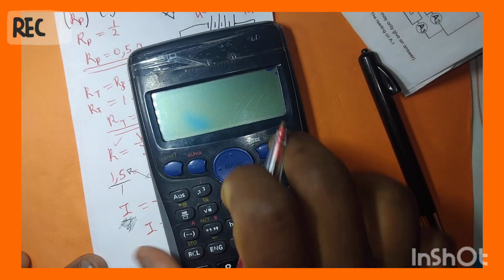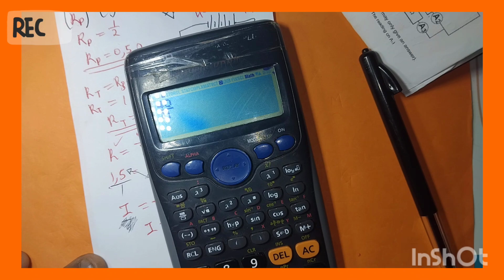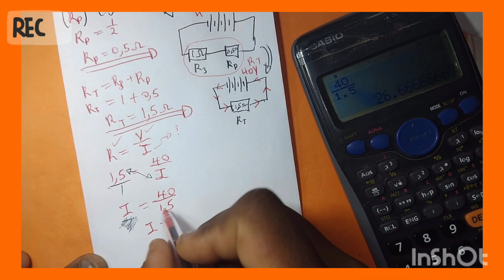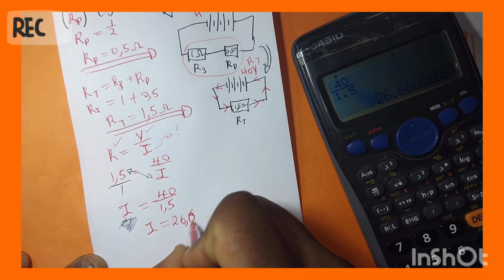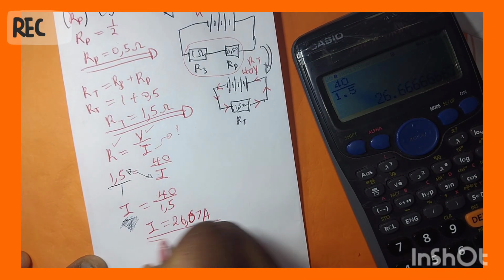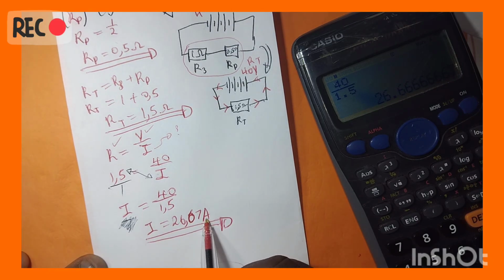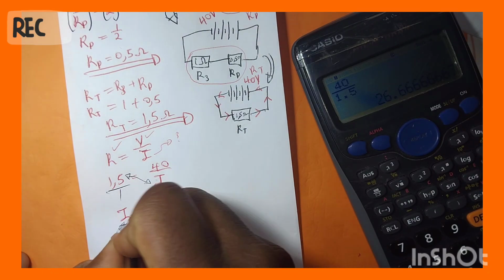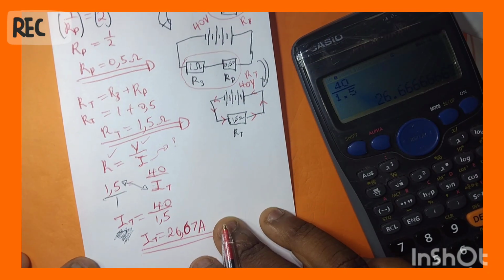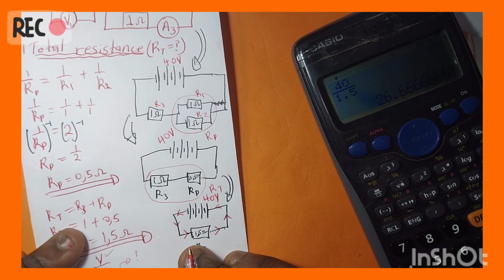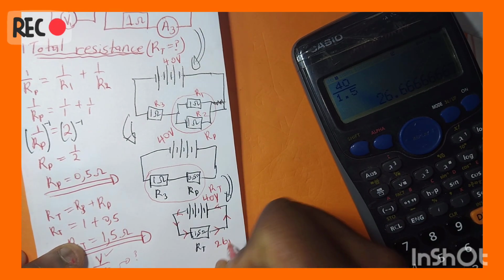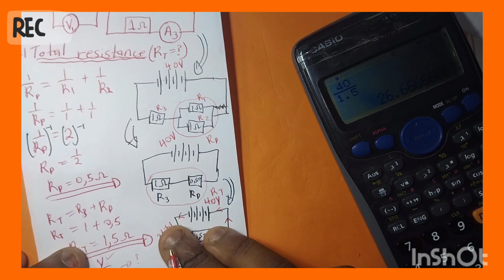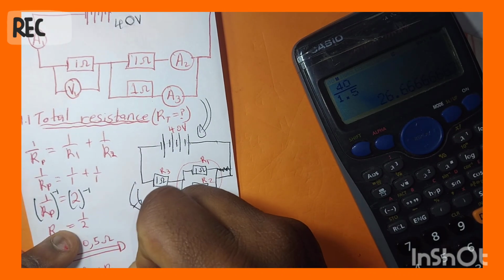Flip those two things, it gives you that. Now on my calculator, I will press this, and this is what I get on the calculator: 26,67 amperes. So this is how, guys, you calculate the total current. It means that the current that is delivered by the battery is 26,67 amperes.